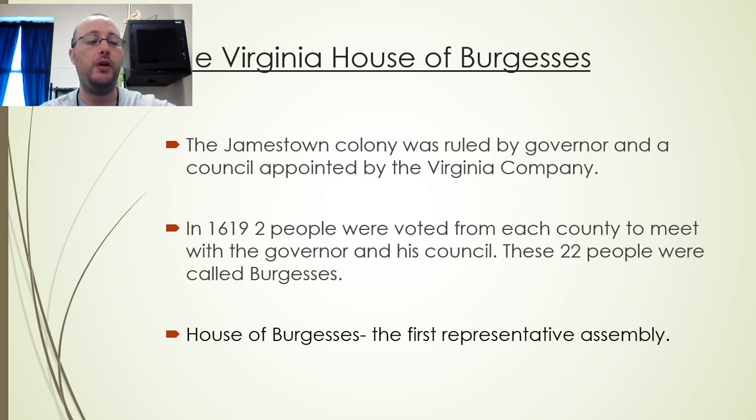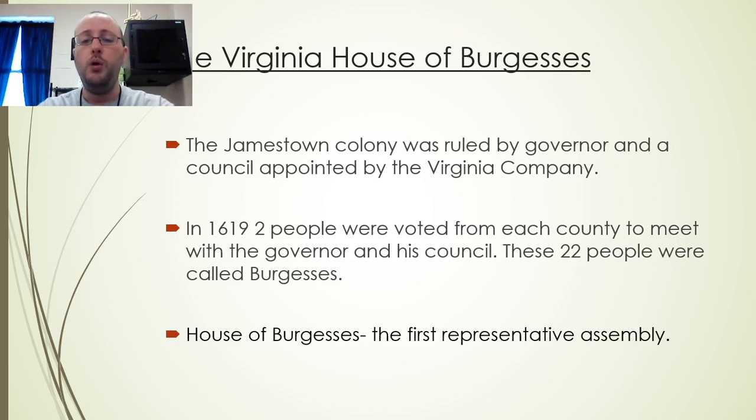Now, they would have 2 people from each county that would go and meet up with the governor. These were representatives, and they were called burgesses. So the Virginia House of Burgesses is the first representative assembly. There's also a video, I believe, about the Virginia House of Burgesses.